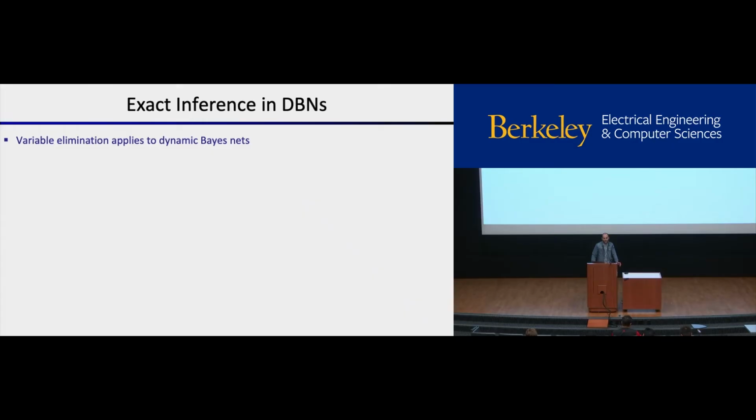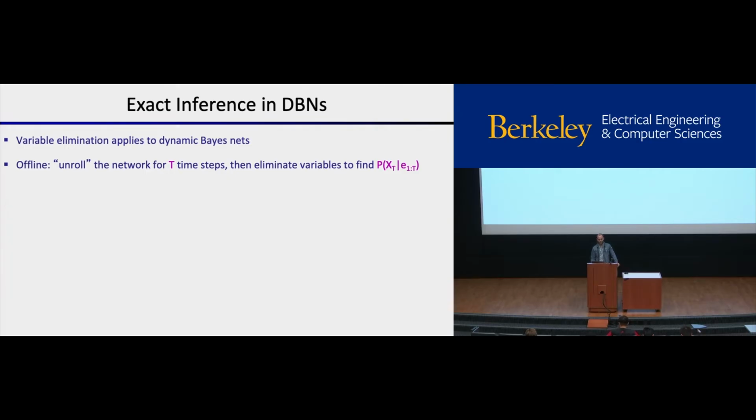Well, it's really a Bayes-net. It's just a Bayes-net where a lot of the conditional probability tables happen to be the same. So we can try to use the same techniques from inference in Bayes-nets in dynamic Bayes-nets. So we can do variable elimination.